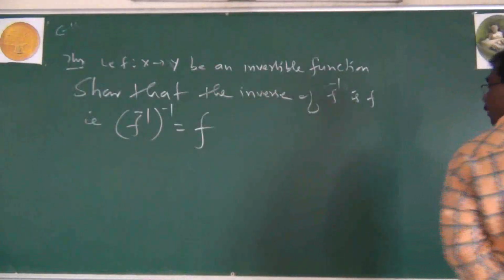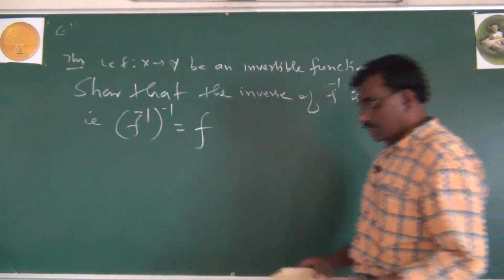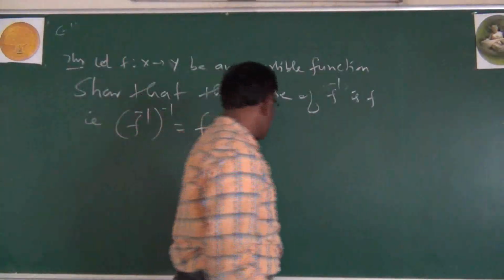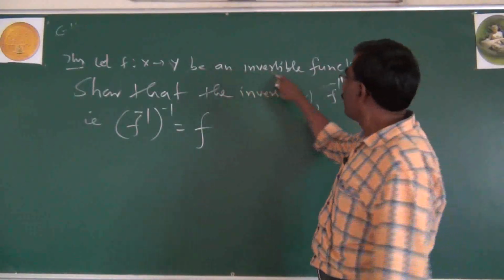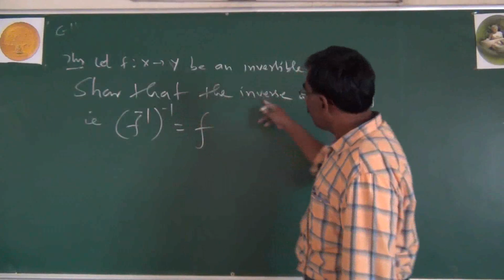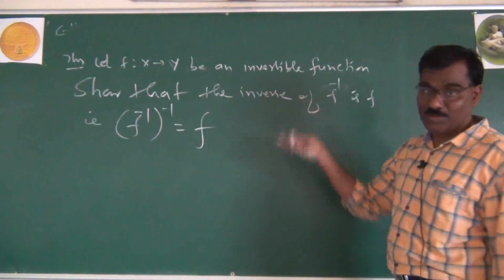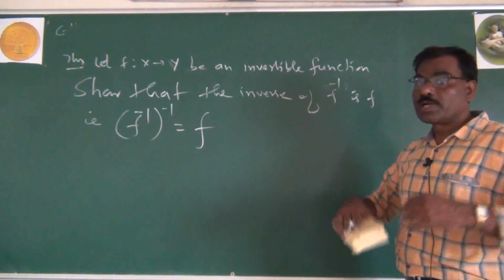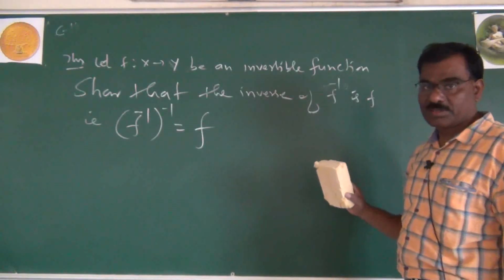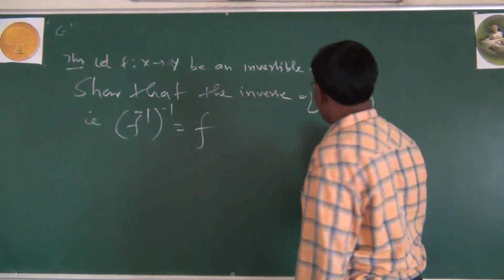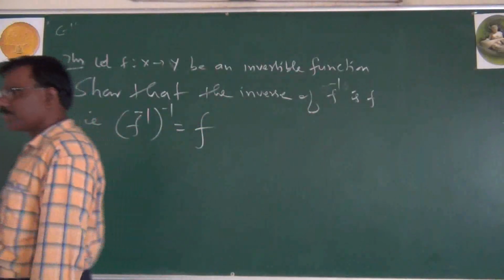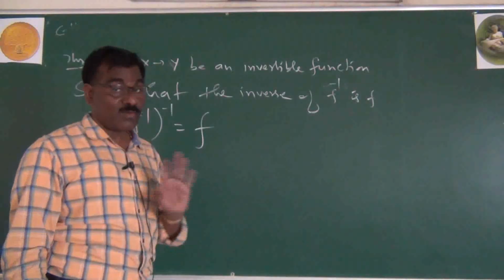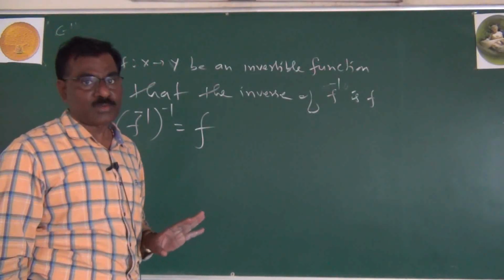Very important property. Let f from X to Y be an invertible function, so that the inverse of f inverse, taking the inverse two times, is f. So taking the inverse of f two times gives the same function. So inverse of inverse is itself only. So how to prove it? It's very simple, but this is not a 3 marks question. It is a 2 marks question, very important. You have to practice many times.